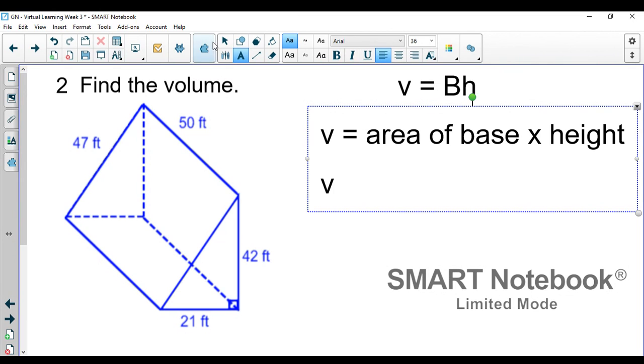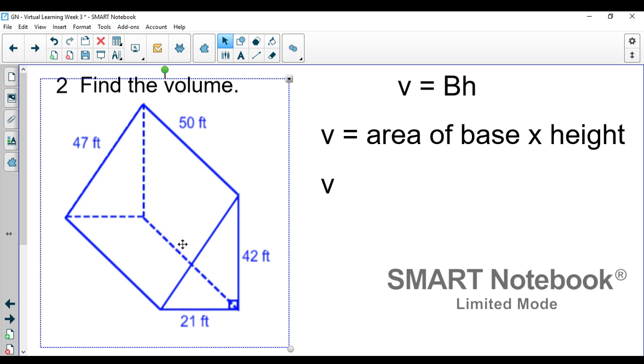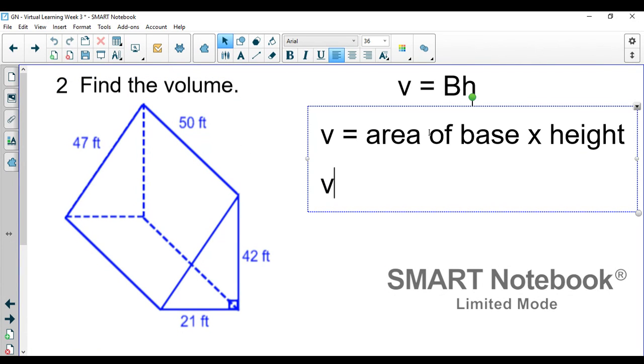Well, a triangular prism has a triangular base. So even though this isn't sitting on its base, it's sitting on the bottom rectangle over here, it's still a triangular prism because the two opposite sides are triangles and they're parallel, they're congruent, they're exactly the same. So the first thing we want to think, well, how do we find the area of a triangle?